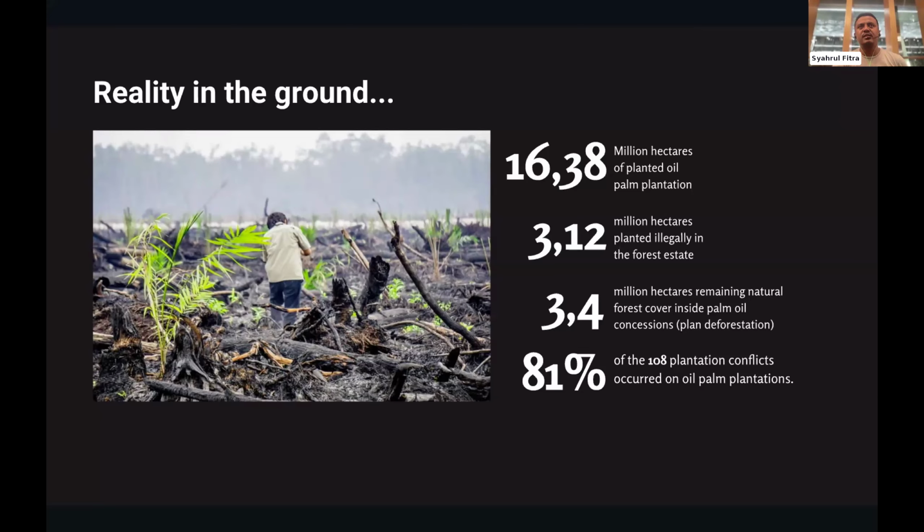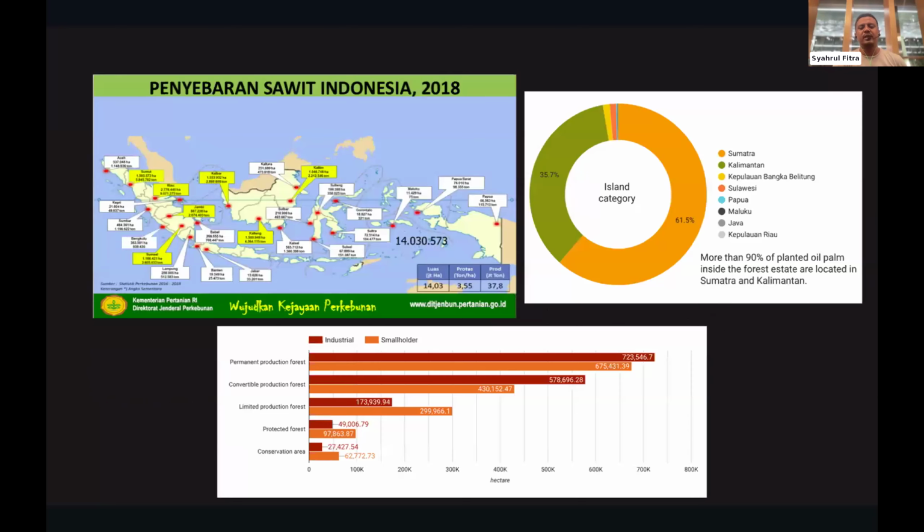And as Dasin said, this palm oil is also linked with a lot of social conflict, conflict with indigenous peoples, conflict with the community. Last year, in 2023, according to the KPA, the Consortium for Agrarian Reform in Indonesia, there were around 100 conflicts over plantations. So it's significant.